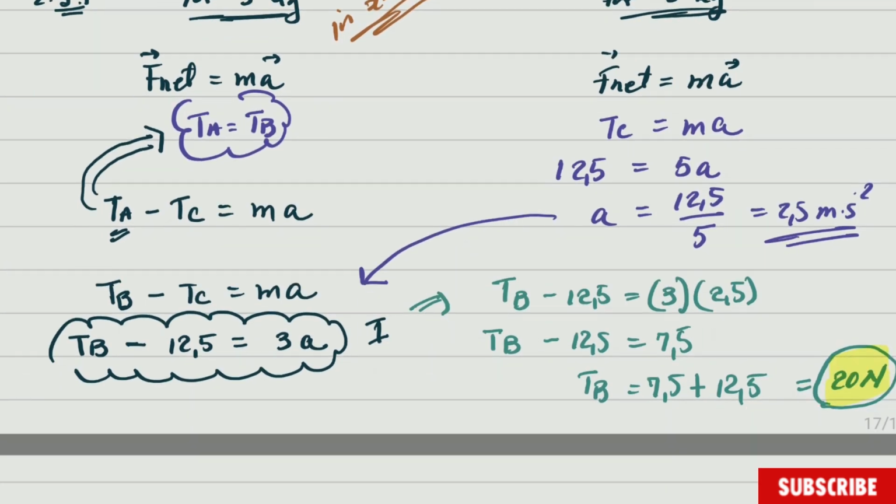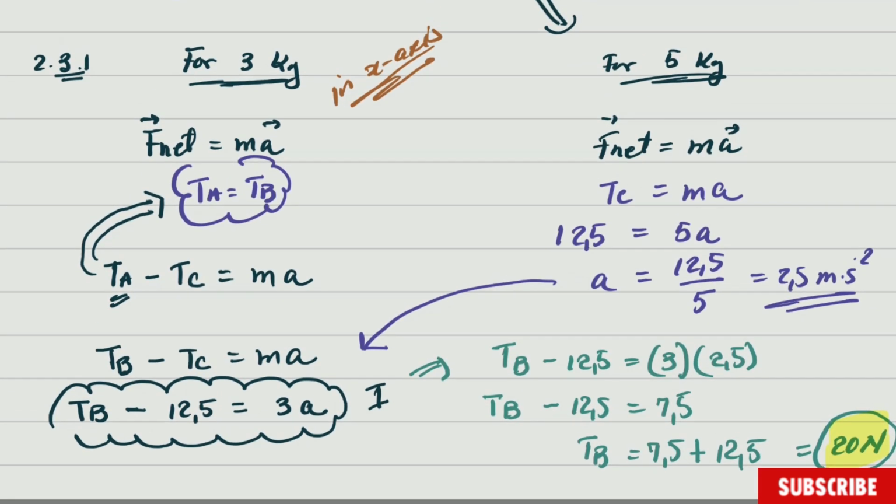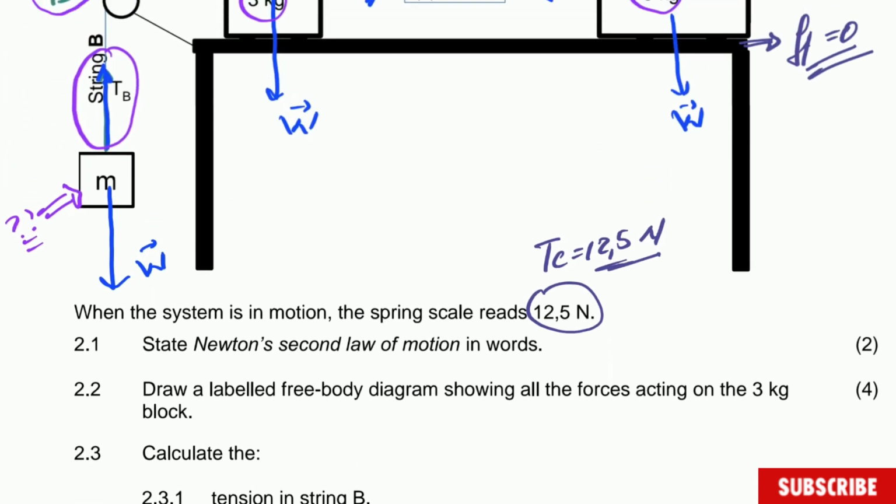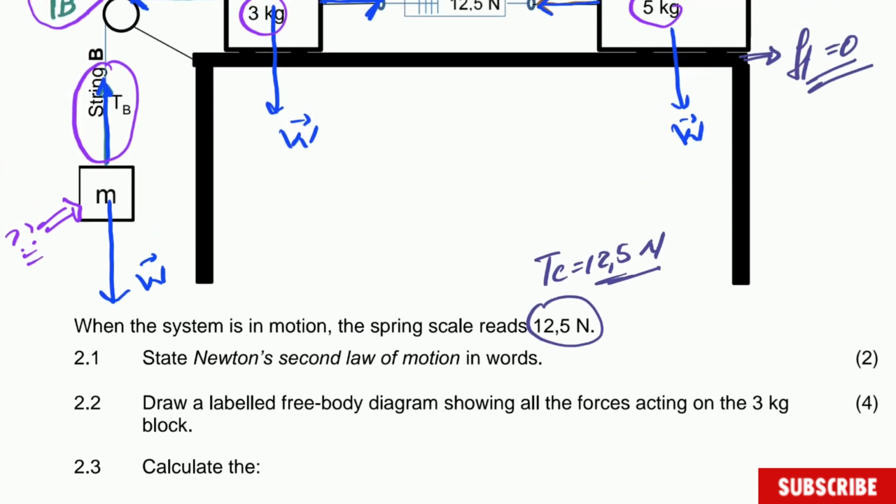I hope you understand. It's quite simple, but the question is a little bit tricky there because you are not used to work with 3 objects. Now, question 2.3.2, they say calculate the mass M. So for mass M, guys, we are going to work with this specific object M. So we're going to apply Newton's second law to object M.